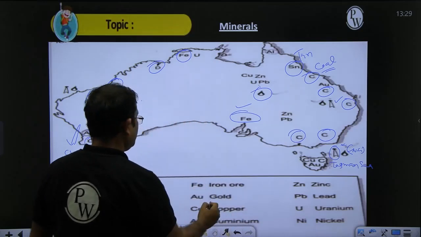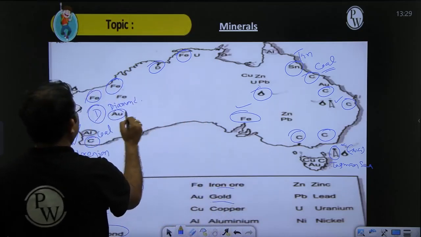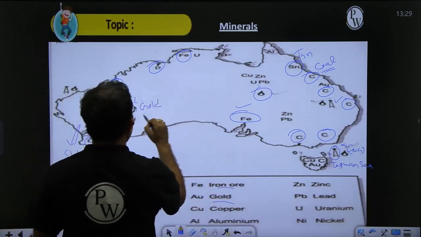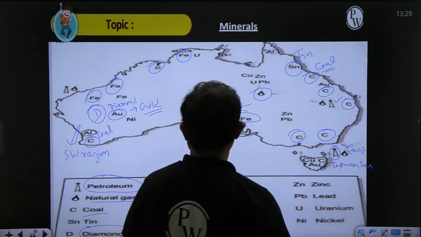Okay. Next, you see the gold. Gold also. This is Kalgoorlie. This is gold area. Kalgoorlie area. This is your gold area.